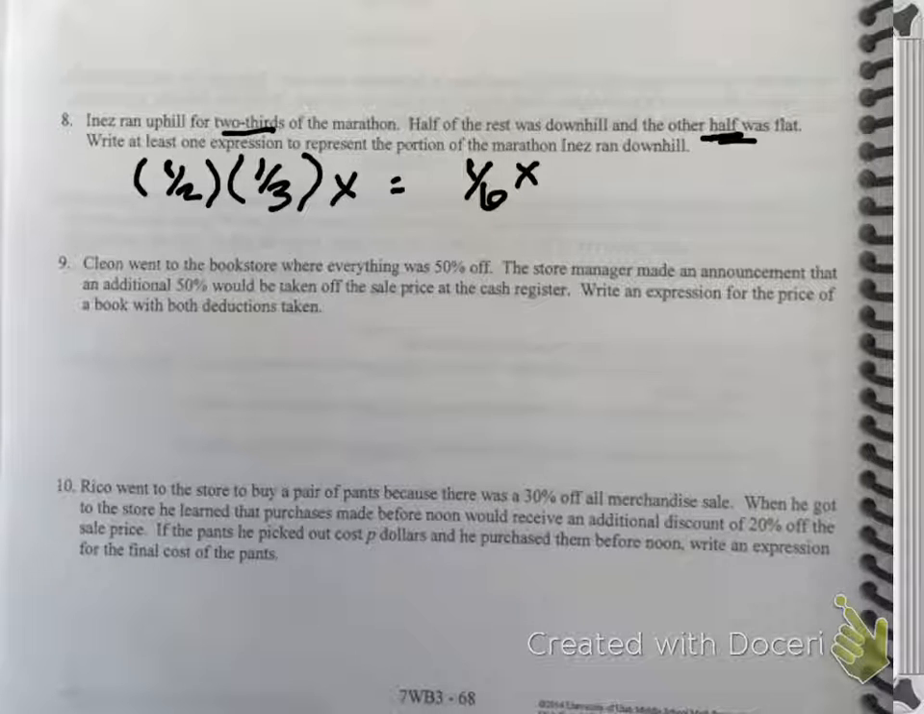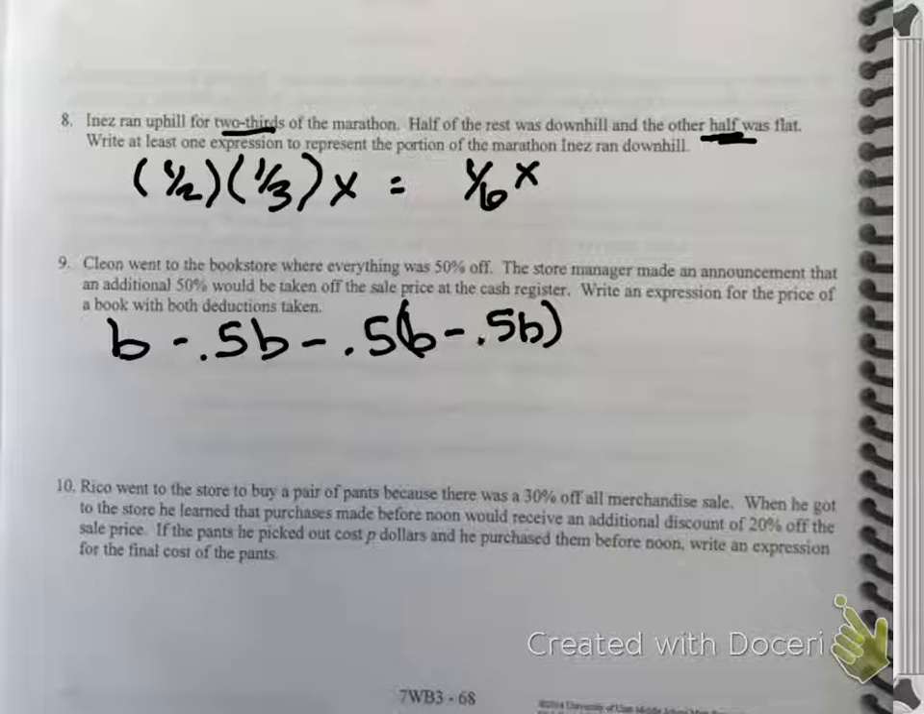This is just one. So we take the book price minus 0.5 of the book price, minus 0.5 of the book. So this 0.5 represents the first discount. This part represents the second. I have to take into account the price of the book after the discount. So that's one way to think about it.